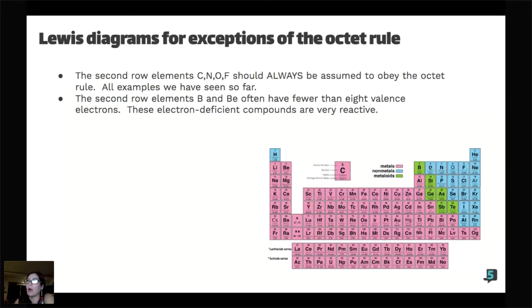Okay, now boron and beryllium, even though they're not totally considered non-metals, sometimes they create covalent bonds. And when they do, they usually have fewer than 8 valence electrons. These electron deficient compounds are very reactive.